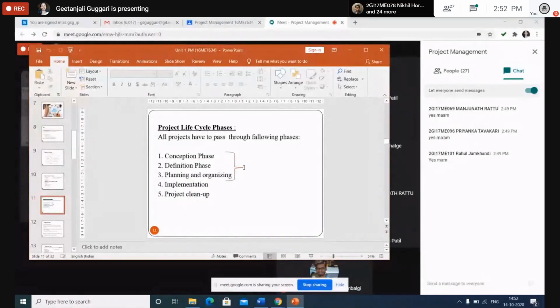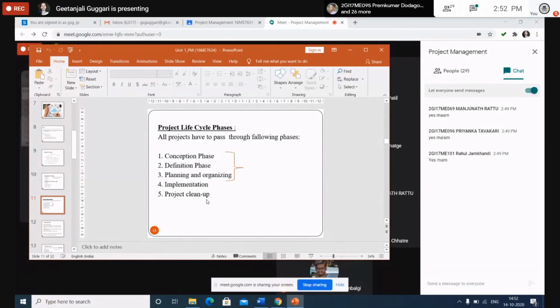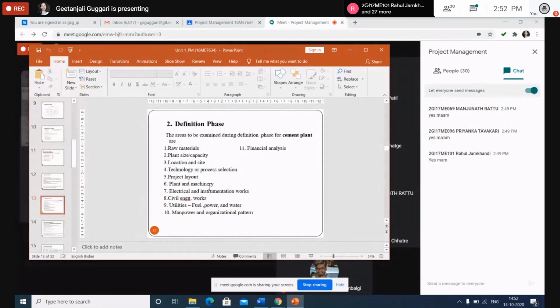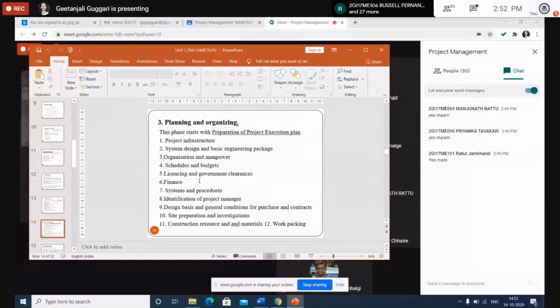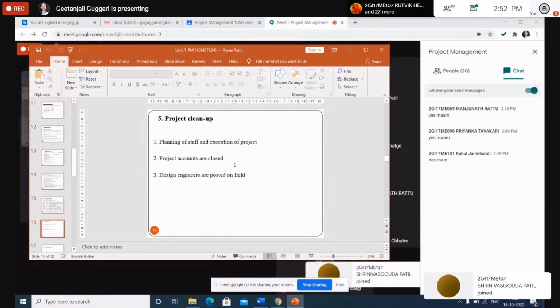Then comes the project life cycle. There are 5 different life cycle phases: conception, definition, planning, implementation, and project cleanup. List out all these phases first, then explain individually in short. In detail we have studied, but in short you need to answer. You need to summarize what the conception phase, definition phase, planning phase, implementation phase, and project cleanup are.